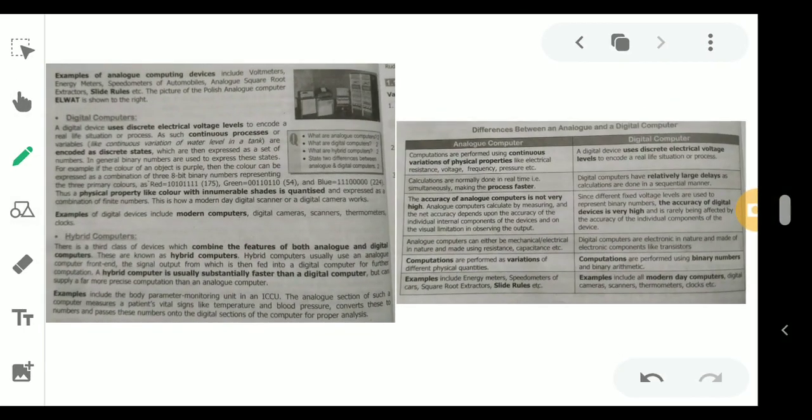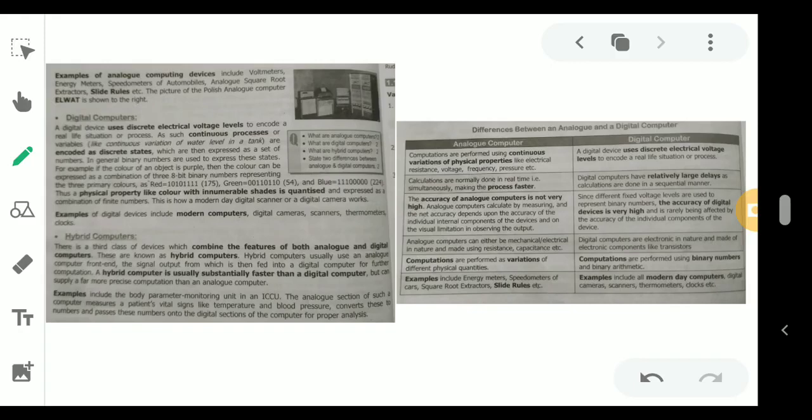In the case of analog computers, the computations are performed using a continuous variation of physical properties. What are those properties? Like electrical resistance, voltage, frequency, and pressure. But in the case of digital, the digital device uses discrete electrical voltage levels to encode a real life situation or a process. Like I have said, red is encoded as 10101111 in this way.